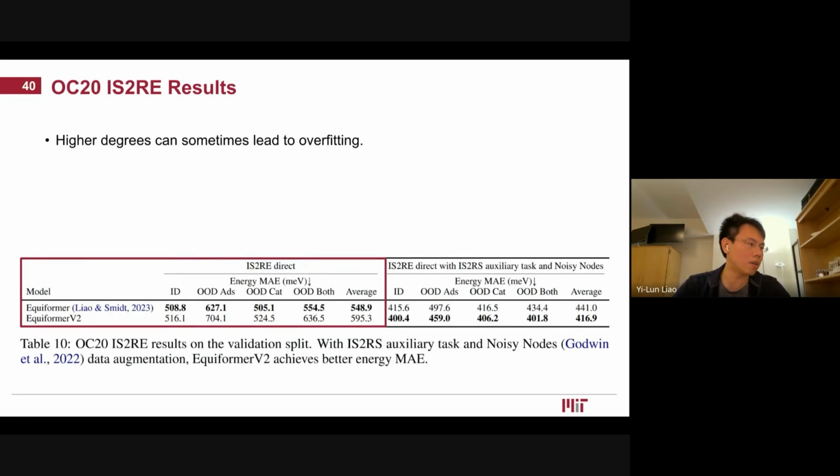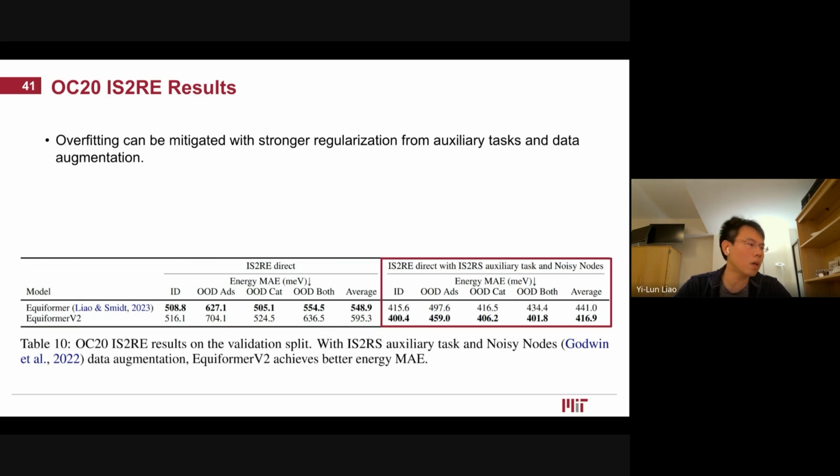But higher degrees are not always better and can sometimes lead to overfitting. When trained on just the OC20 S2EF-2M dataset, EquiformerV2 with higher degrees suffers from overfitting and is not better than EquiformerV1. But when we use the setting of noisy nodes and consider the additional relaxed structure data, EquiformerV2 with higher degrees does perform better. So the issue of overfitting can be mitigated with stronger regularization from auxiliary tasks and also data augmentation. And this also motivates the DeNS project that I'm going to present later.